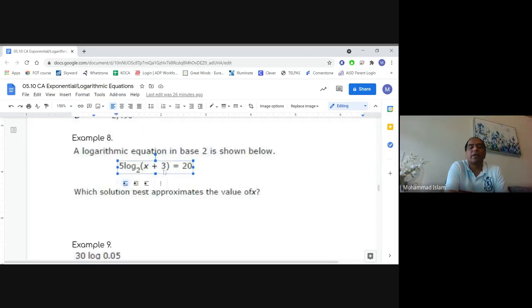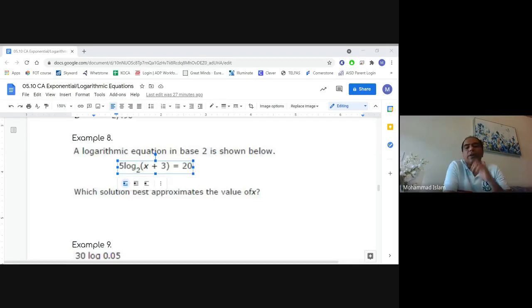Okay, now let's do the next problem before I ask you to do your independent practice problems. So this is again a log problem. And what is the base of this log? Can anyone tell me what is the base of this log? 2. Very good, Osiris. This is a log with base 2.